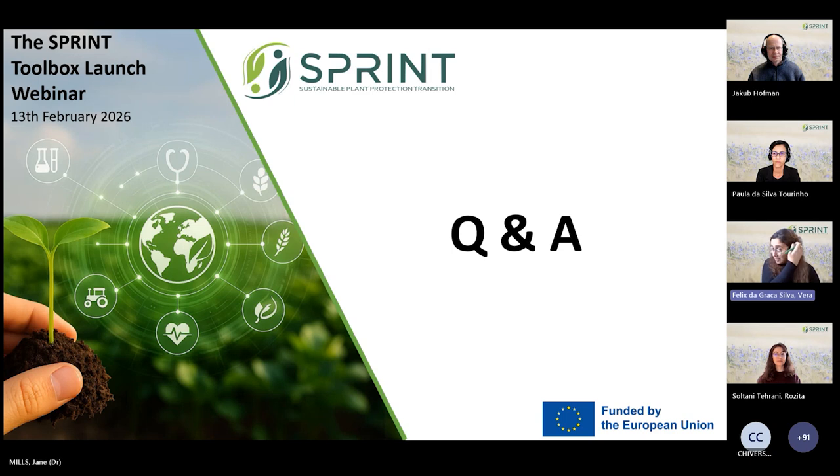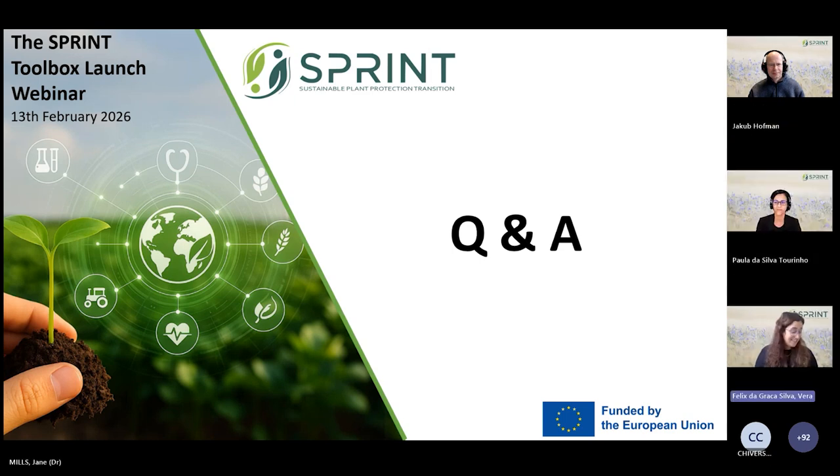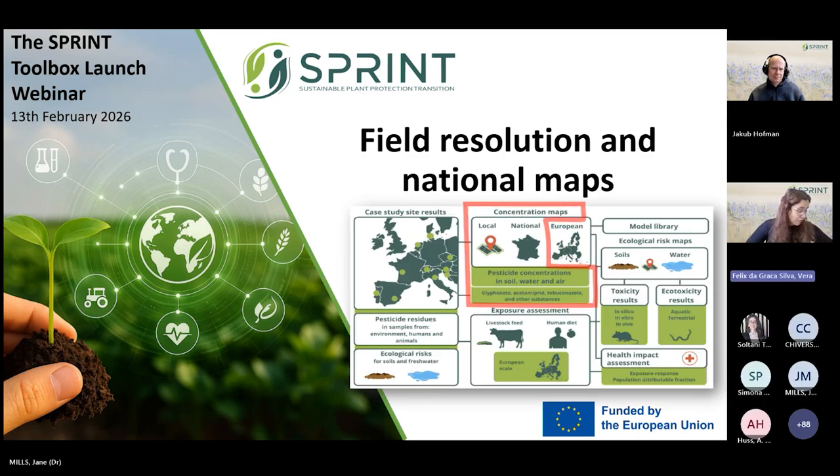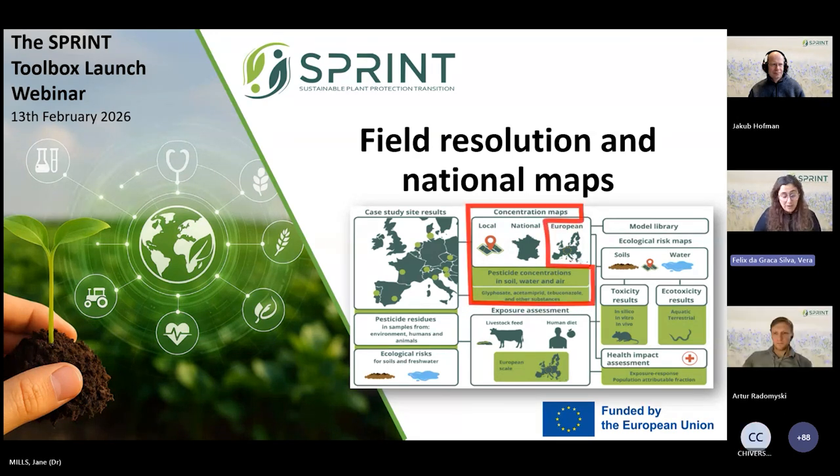Looking at time, and to not steal time from other tools and other tool authors, I would like now to move into block 2 of this event that covers field and national maps, and then risk maps and also model library. So I would like to give the floor right away to Arthur, and then it will follow up with Paula and Danielle. Arthur? Thank you, Vera. Hello, everyone.